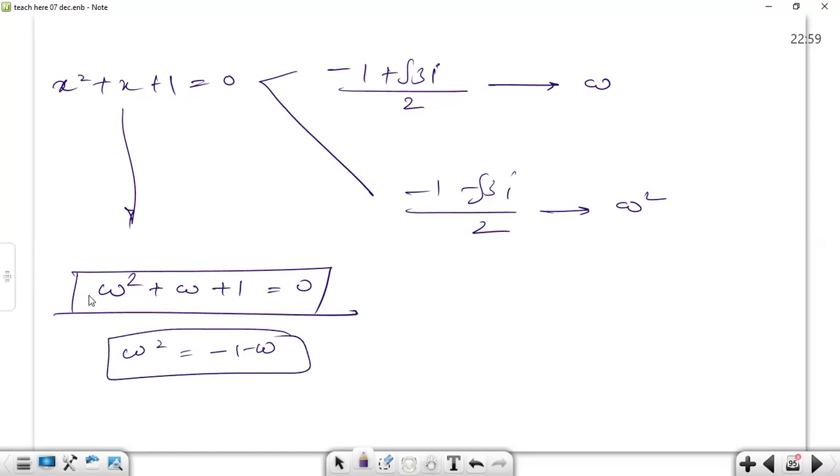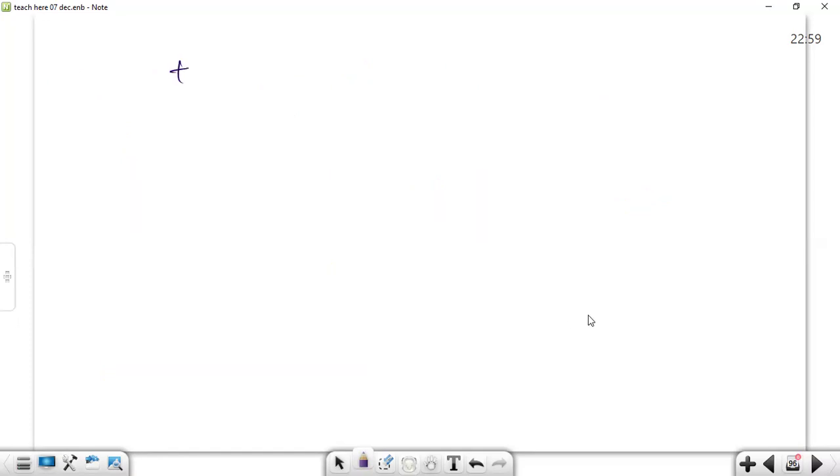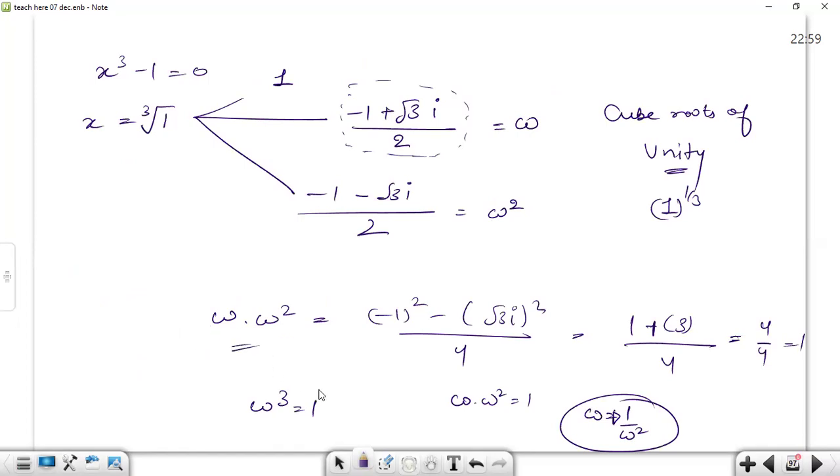Using this same equation, we are going to solve many questions. Also, from these observations, omega cube is 1 and omega is equal to 1 upon omega square. And also you have to remember what is omega and what is omega square. Clear? Any doubts anyone? What we have just found out?